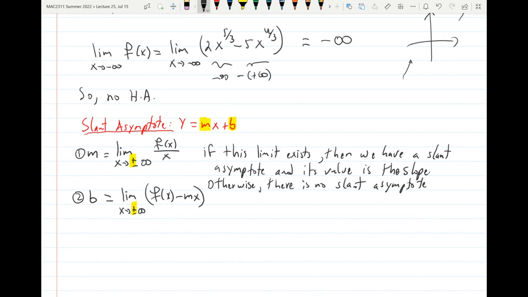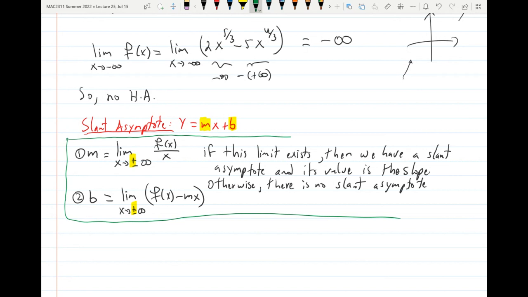Notice that you already know the slope. If you're in step 2, it's because you already found m. So then you can look at m times x. Look at the difference of the function and mx, and this will be a number. This number is b. Okay, so that's how you find slant asymptotes. It's a brief synopsis. Let me box this.